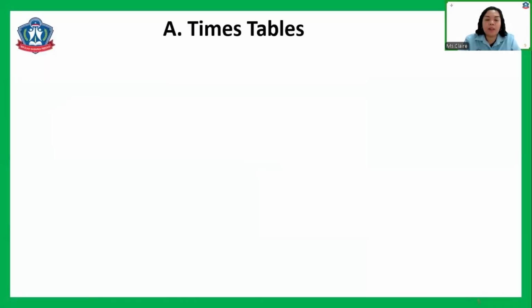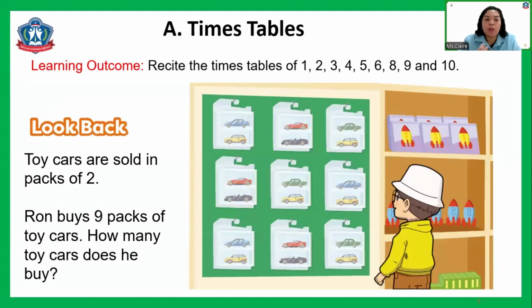Okay, let's start with lesson 8, times table. So look at here. There are different kinds of cars which are sold in packs. So Ron, this is Ron, wants to buy 9 packs of toy cars. How many toy cars does he buy? So how are we going to calculate this one? So we can multiply this one as 2 times 9, right? So 2 cars of 9 packs. So there are 9 packs. So there are 18 total number of toy cars.